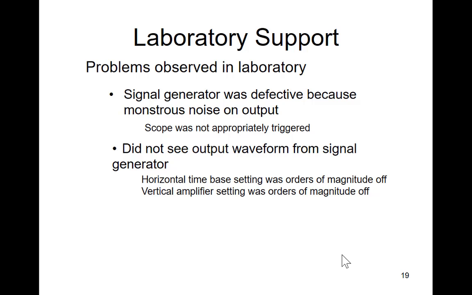So one reason for monster noise in the output is the scope wasn't triggered correctly, and you've got what appears to be noise running across your screen. Well, it's not noise, it's that you didn't trigger the signal to see what the signal really looks like. Did not see the output waveform from the signal generator. Sometimes maybe you're setting it up to look at a 1 kilohertz signal, but your scope is sweeping with a time base of 1 microsecond. So it looks like you got something that's not related to what you put in. Well, you don't have the right time base set up.